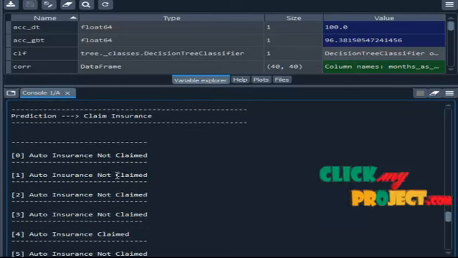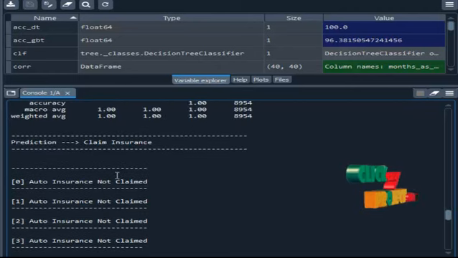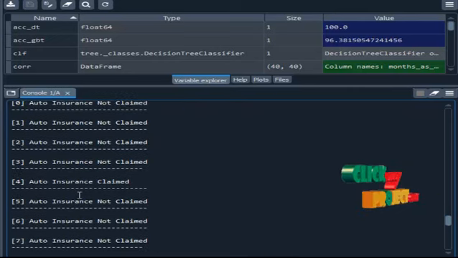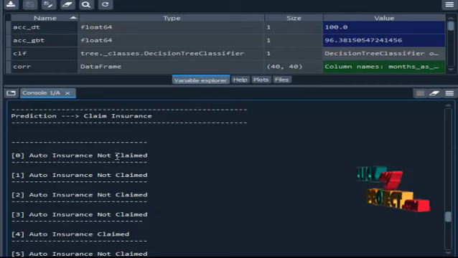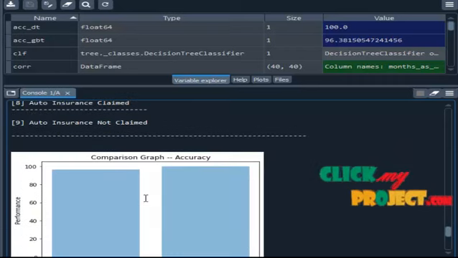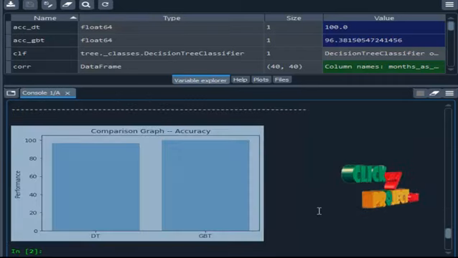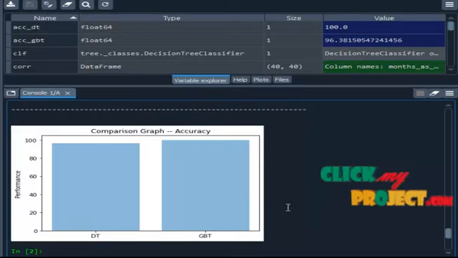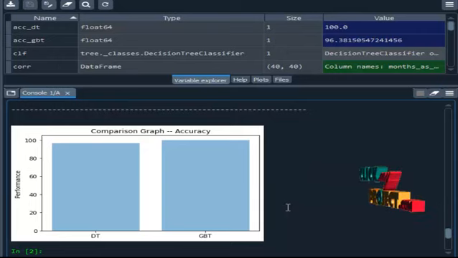Finally, prediction. Prediction is for testing the test data. Here we have taken 10 test data, showing whether the auto insurance is claimed or not claimed. Then finally, a comparison graph between the decision tree and gradient boosting algorithm based on accuracy. So this is the output of our project. Thank you.